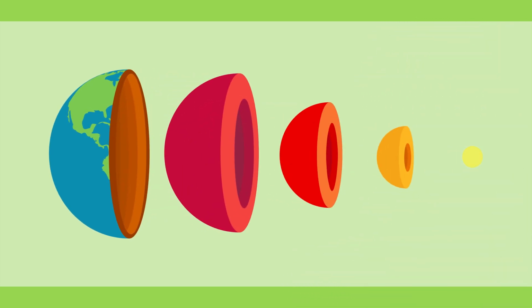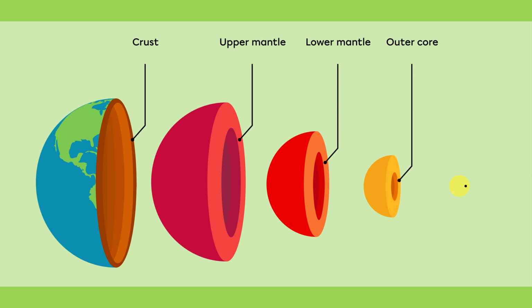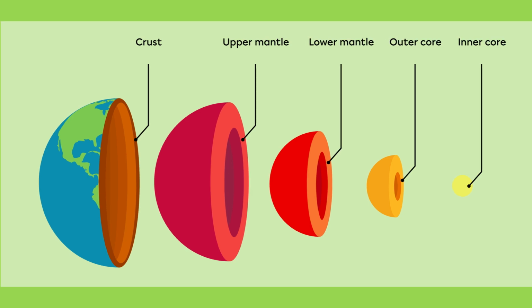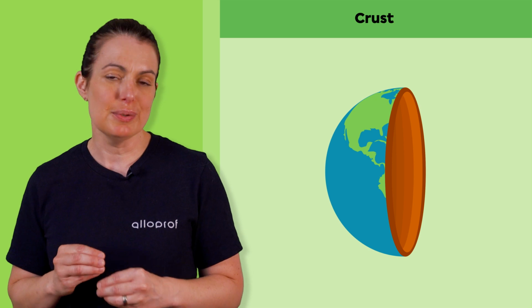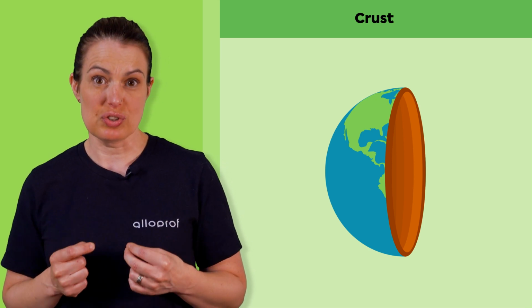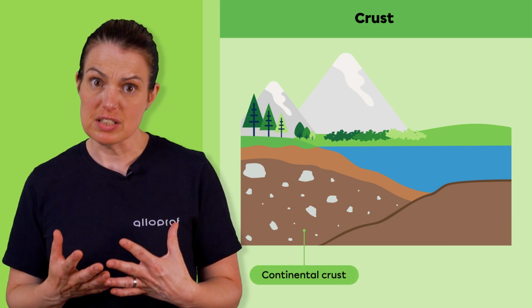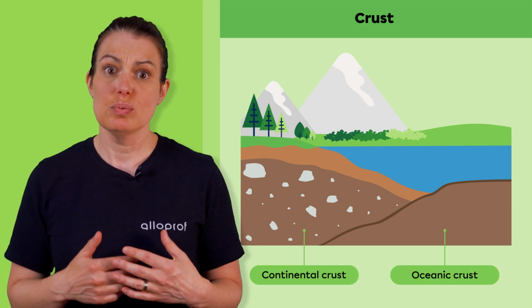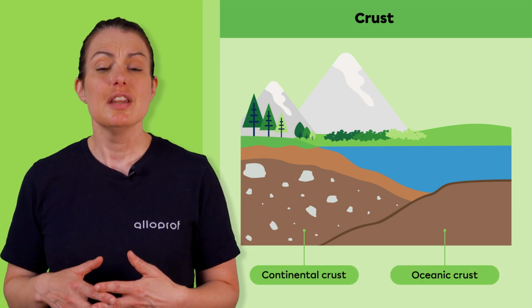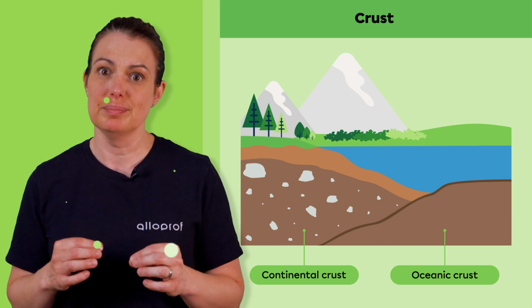If the Earth were cut in two, it would be possible to see the crust, the upper and lower mantle, and the outer and inner cores. The crust is only a few kilometers thick, making it the thinnest layer of the Earth's internal structures. There is continental crust, which supports the continents, and oceanic crust, which supports the oceans. They're both made of solid rock, but oceanic crust is much thinner.